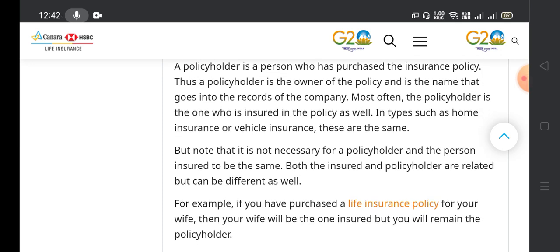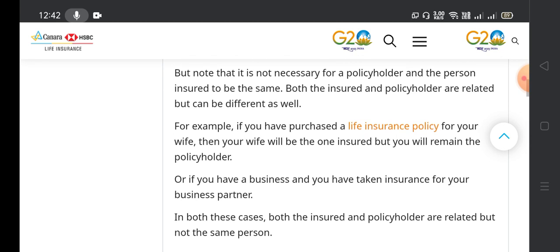A policyholder is a person who has purchased the insurance policy. Thus, a policyholder is the owner of the policy and is the name that goes into the records of the company. Most often, the policyholder is the one who is insured in the policy as well. In types such as home insurance or vehicle insurance, these are the same, but note that it is not necessary for the policyholder and the person insured to be the same.